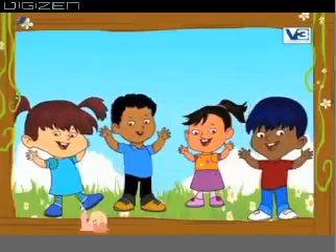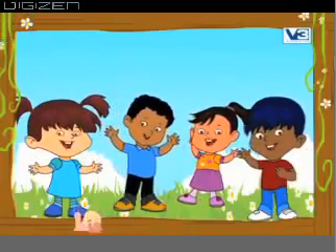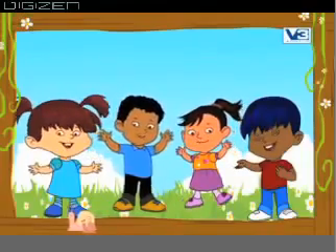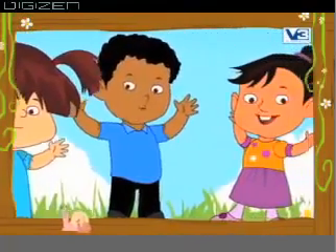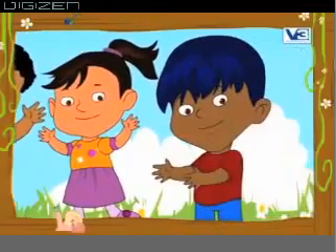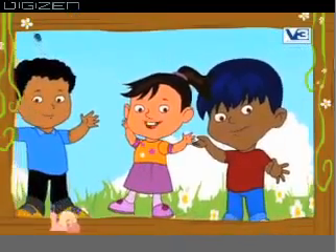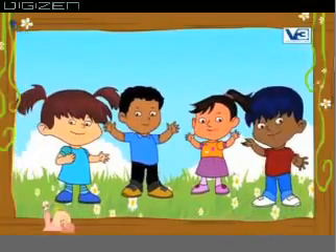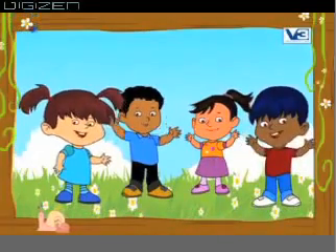Ready? Yay! The candles on my birthday cake look so pretty. I'm waiting to blow them out one by one. How many candles on my cake? One, two, three, four, five, six.